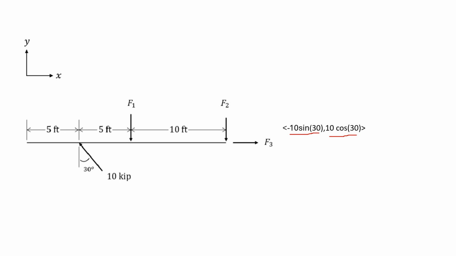The x component is negative because the 10 kip force is pointing to the left in the x direction, and the y is positive because the y component of the force is pointing up.